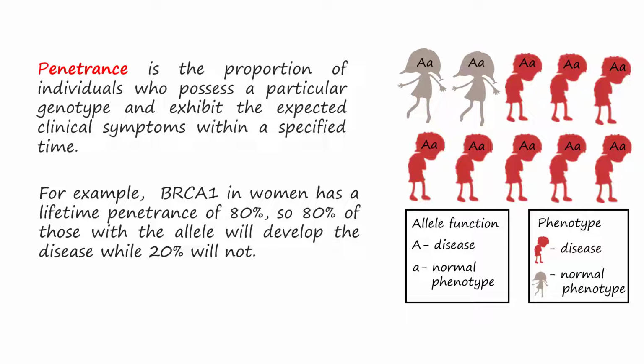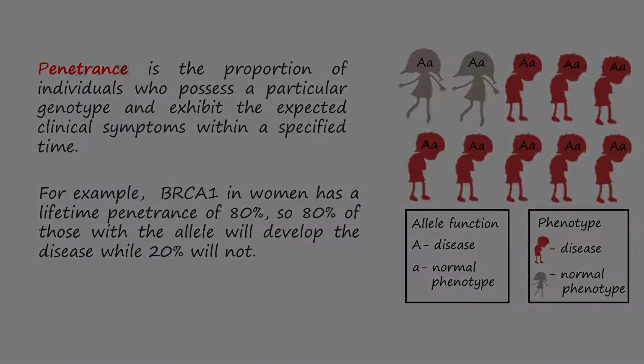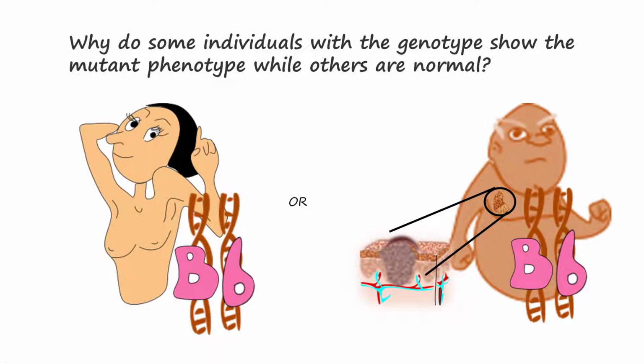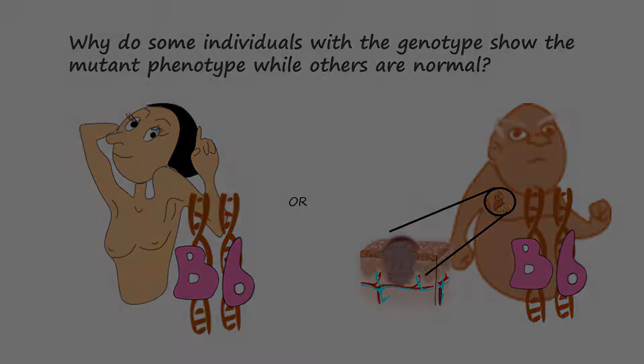For example, BRCA1 in women has a lifetime penetrance of 80%, so 80% of those with the allele will develop the disease while 20% will not. Why do some individuals with the genotype show the mutant phenotype while others are normal?